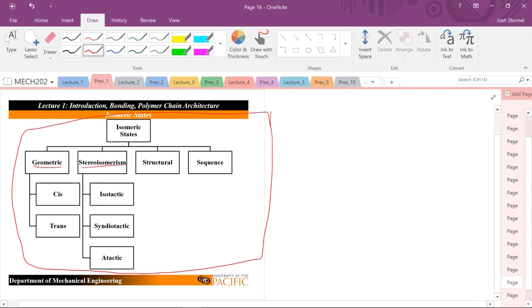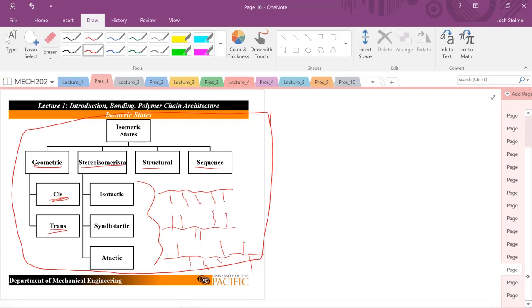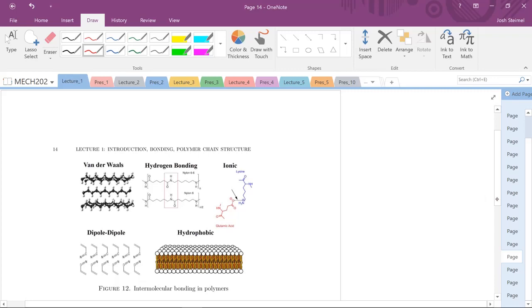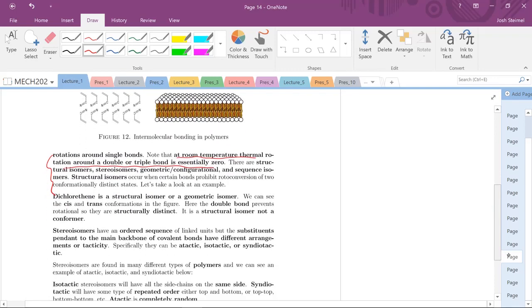So geometric, and there's more classifications. Structural, sequence, these are really important in terms of polymer properties, and we're going to look at those in a second. Actually, I'll draw them right now. Isotactic, get used to this diagram. Syndiotactic, there's some pattern to this. Atactic, completely random. So, cis and trans, hopefully you've seen those before, but we'll get back to that in a second. This is just a nice diagram that shows all the different types of isomers that you could deal with. So, let's look at some examples.